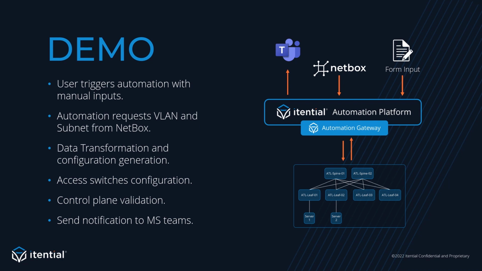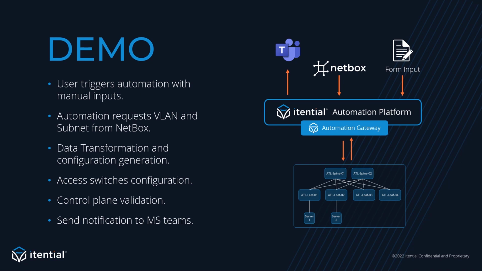Then we're going to leverage Itential's JSON schema transformation technology to create and merge all the data into objects that can be consumed and used to render configurations using our Jinja 2 templating engine. From there, we'll jump in and perform some configuration on at least 2 access switches or access leaves, in this case being a VXLAN fabric.